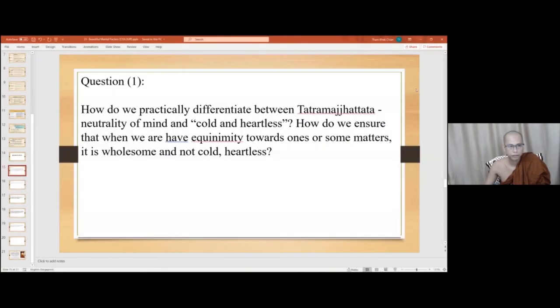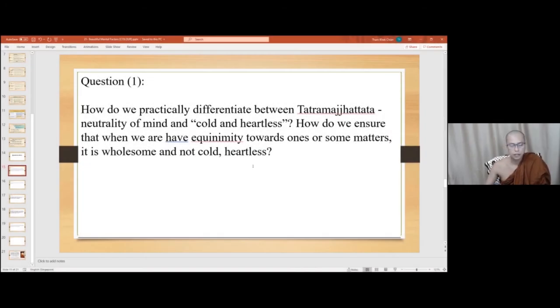Okay, thank you, Bhante. The first question is: how do we practically differentiate between Tatramajjhattata, neutrality of mind, and being cold and heartless? How do we ensure that we have equanimity towards one or some matters, that it is wholesome and not cold and heartless?